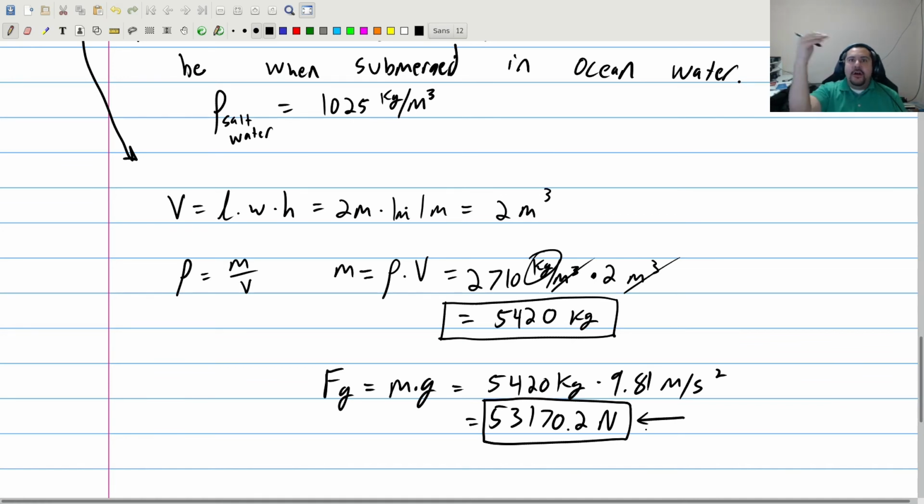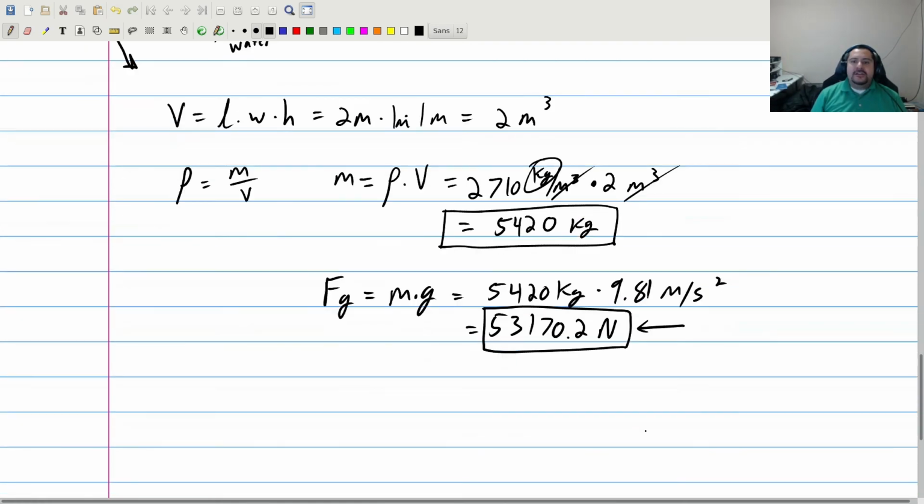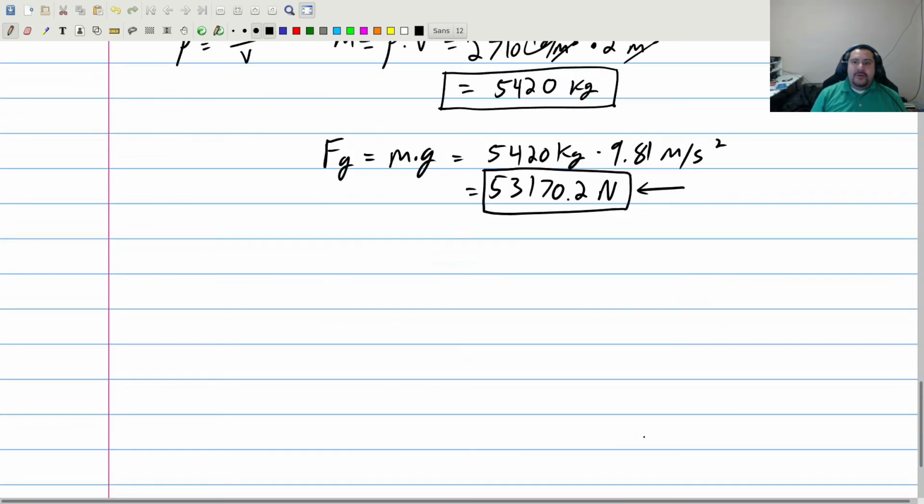However, when I lower it down into the water, there's going to be another force, which is going to cancel some of that weight, and it's going to make it feel like it's lighter: the buoyant force. So in order to figure out what the scale is going to read when it's in the water, I need to figure out what the buoyant force is. So F_B equals rho V g.